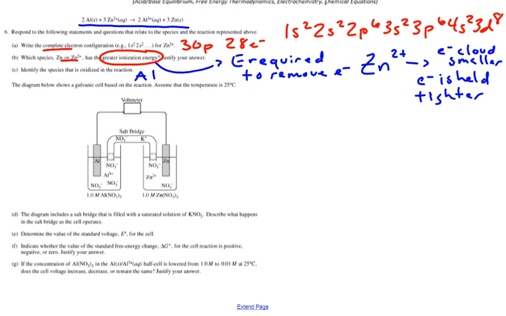Okay, all right. Finishing up with this one. D. The diagram shows a galvanic cell based on the reaction. Assume that the temperature is 25. D. The diagram includes a salt bridge that is filled with a saturated solution of KNO3. Describe what happens in the salt bridge as the cell operates. Okay, so you have to explain that. Well, you could draw it right here, but I'll just do it this way. We don't have time to do a lot of explanations here, but to me, this is the key thing you need, and I would draw on your sheet.